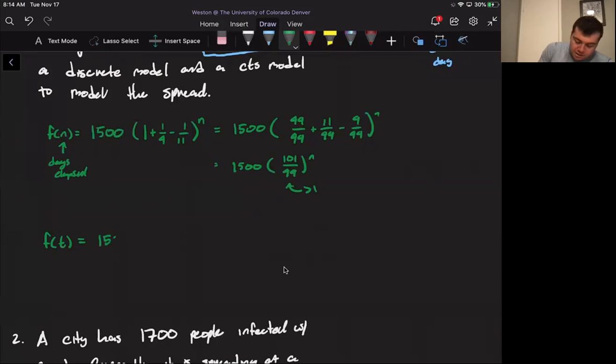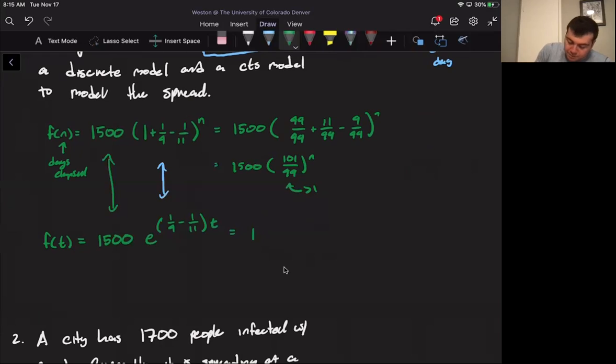So for the continuous time model, we start with the same stuff. It's the same recipe, just a little bit different. We now have 1,500, and instead of having this 1 plus 1/9 minus 1/11, we instead just get an e. And then we raise e to the rates that we have. So we have our rate, which is 1/9, so people becoming infected, minus 1/11, that's our rate of people healing. And then we just multiply by time.